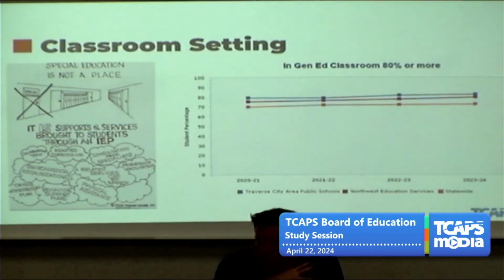So we're really proud that when we think about general education and students with IEPs, our goal is to always have them in their general ed environment 80% of the time or more with their gen ed peers. And I can honestly say that we are outperforming the state in that area as well as North Ed. There are probably a lot of different reasons for that, but our goal is to keep our kids with their general ed peers as much as possible.